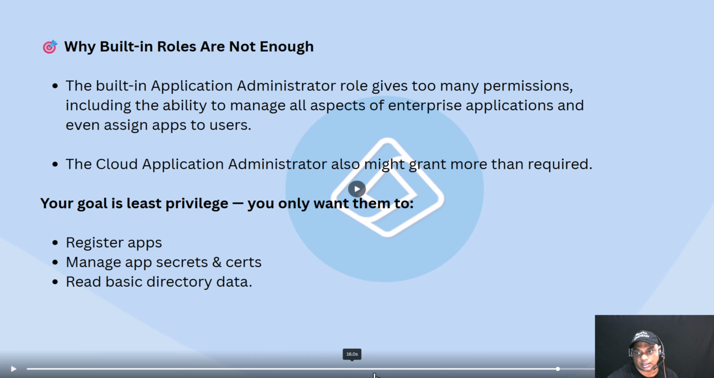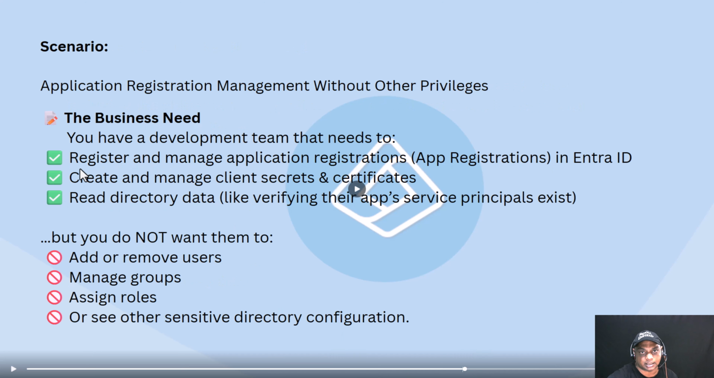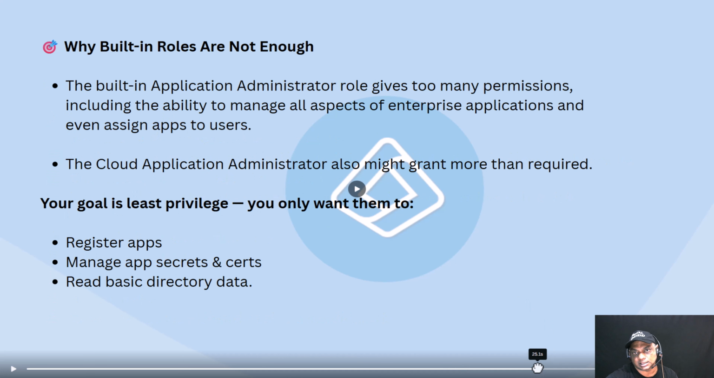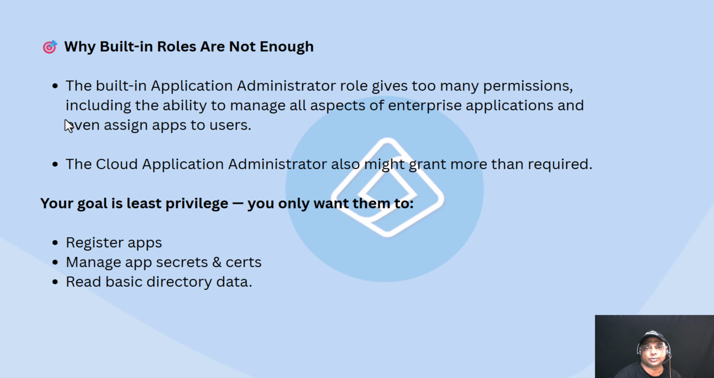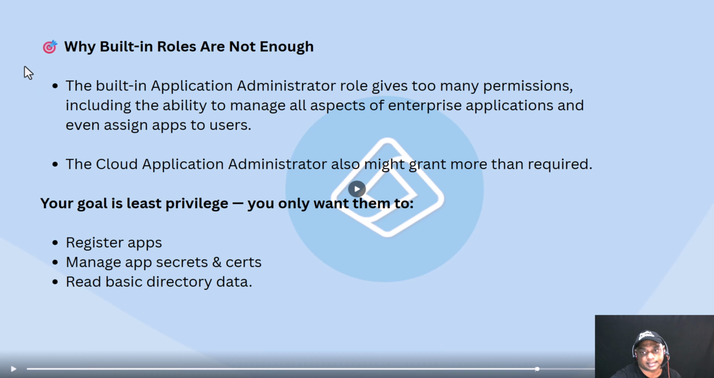So for this scenario, register and manage application registration, create and manage client secret and certificate, read directory data, all these things, built-in roles are not enough because they provide more access. Your goal is least privilege. You only want them to register applications, manage app secrets and certificates, read basic directory data. And so, how do we go ahead and get that done?